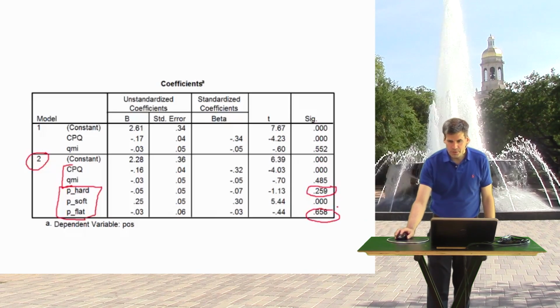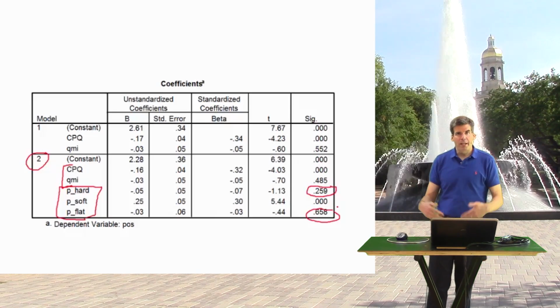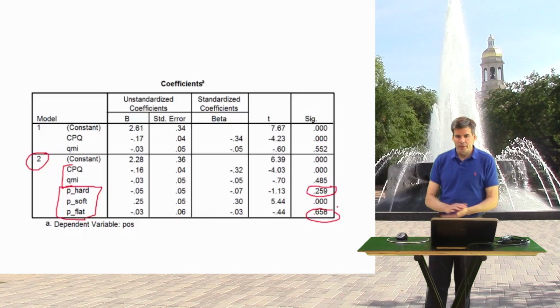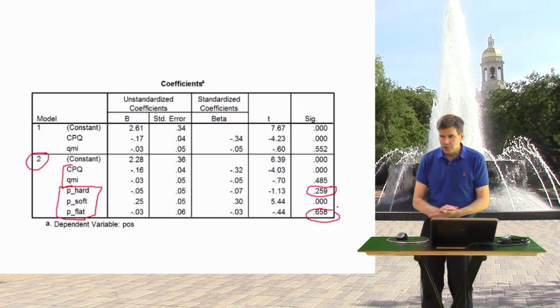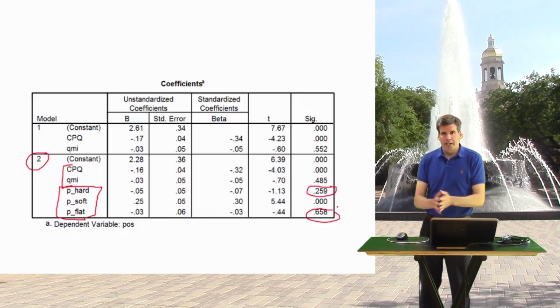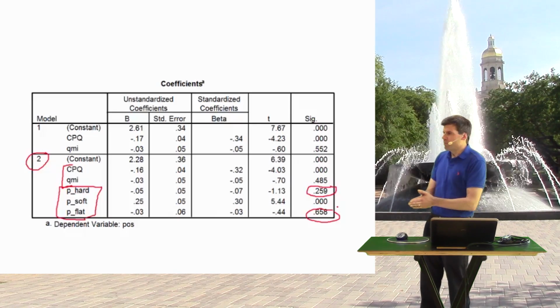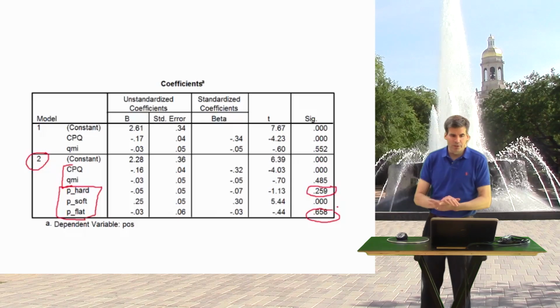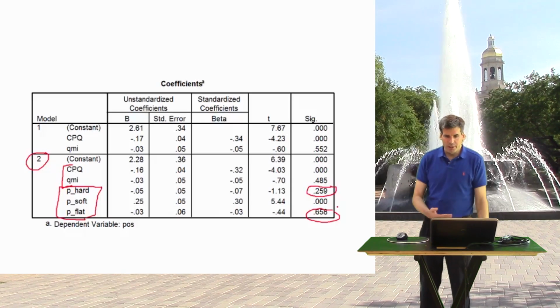So both hard emotion and flat emotion became non-significant after controlling for the other variables in the analysis, including after controlling for the general response bias variables measuring how happy you were in the relationship and how much you tended to report having conflict in your relationship.